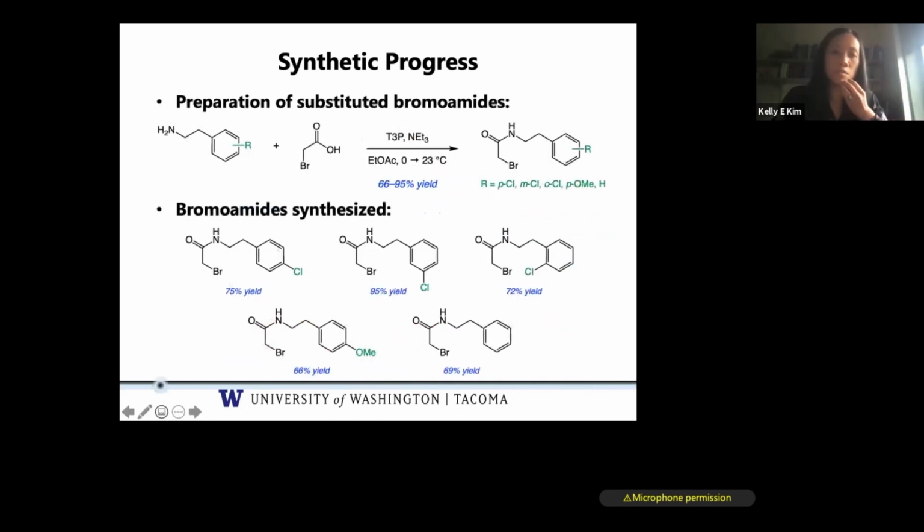Similarly, attempts to synthesize the bromoamide fragment were also quite successful, and we were able to generate a number of differently substituted bromoamides. And so I'll point out here that the bromine group on these bromoamides was quite important for actually attaching this part of the molecule to the quinazolinone core that I showed previously.